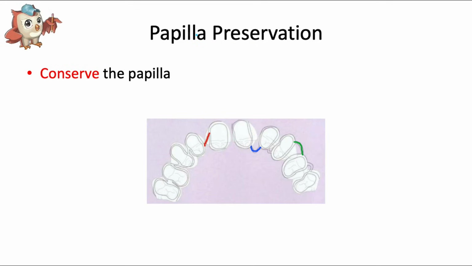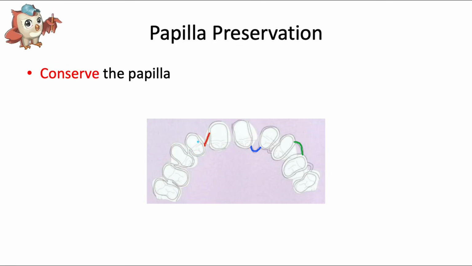And lastly, the papilla preservation flap, where conventional flaps involve an incision right through the papilla from mesial to distal. These three lines here show three possible methods of papilla preservation to try and save the papilla and limit the formation of black triangles by cutting around them.